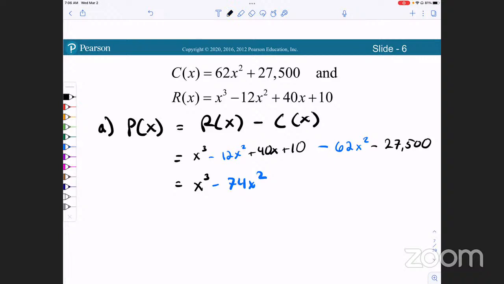40 plus 40x, and then 10, 27,500 minus 10 is 27,490. So negative 27,490. Okay. Function.